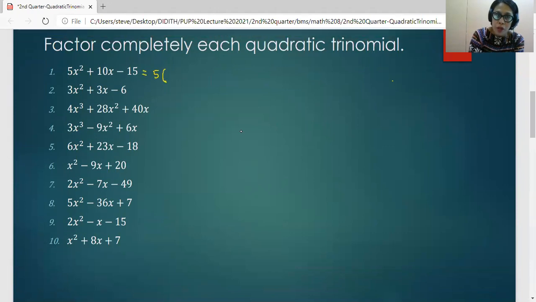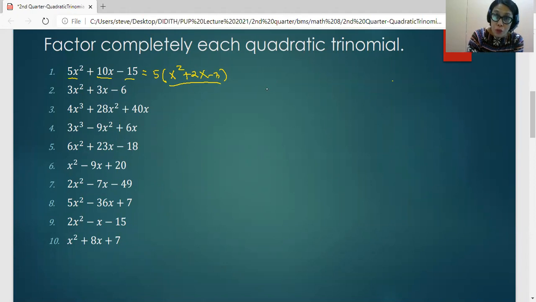So we will divide 5x squared by 5. So we have x squared. And then 10x here by 5. So we have 2x here. And then negative 15 by 5. So we have negative 3. Now, it would be easier for us to factor this quadratic trinomial because the coefficient of the first term is 1 and 3 is a prime number, so it's easier for us. Even the middle term, class, is only 2, I mean the coefficient.